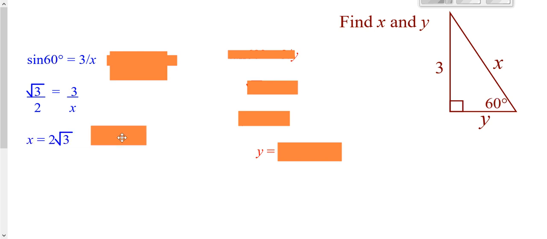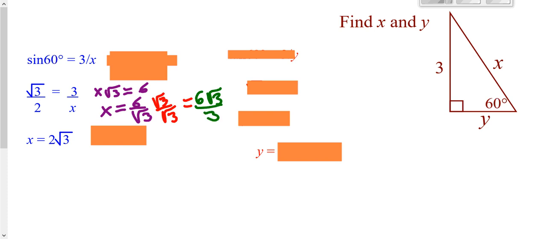And then in this case, if you did cross multiply and divide, you get this. But then you'd want to get the root out of the bottom, so there'd be a root 3 over a root 3, which is a 6 root 3 over a 3, which you could simplify your 6 and your 3 in front, and that's how you get your 2 root 3.